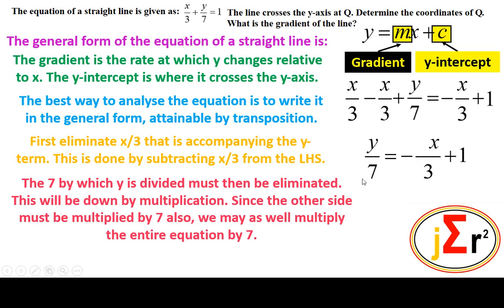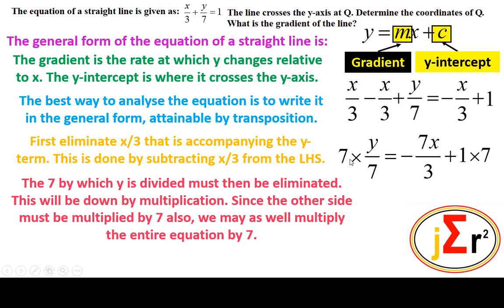And as you imagine, we need to do the same on the other side. Since the other side must also be multiplied by 7, we may as well multiply the entire equation by 7. So both sides will be multiplied by 7. It's the same thing as multiplying the entire equation by 7. We have done that all the time. It is just that we are making mention of it for the intents and purposes of doing it individually, one at a time, to each term.